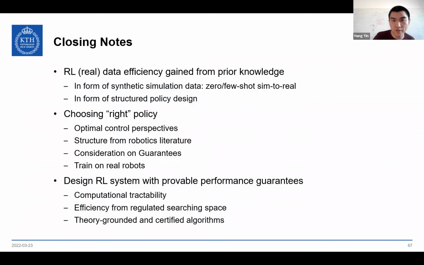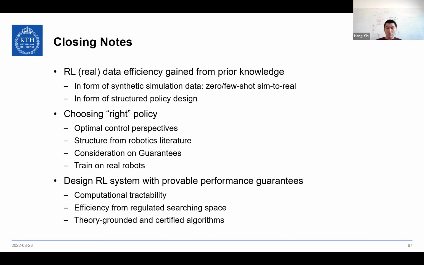So here is the closing note. Hopefully I convinced you that it's important to provide more data for reinforcement learning algorithms, and it's also important to choose the right policy to optimize. We have a lot of great, valuable literature from other areas, and I already showed you some interesting connections to optimal control and stability analysis in the context of robotics. And sometimes, like what I showed in the packaging, your data efficiency is so high that you can directly train on the real robot.